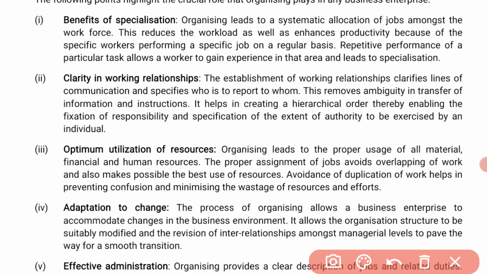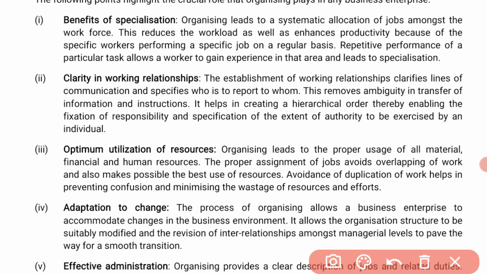Next, clarity in working relationship. Organizing plays a very important role because it helps the workers clarify the relationships among the employees. The establishment of working relationships clarifies lines of communication and specifies who is to report to whom. It means it helps to clarify the communication while working in the organization.